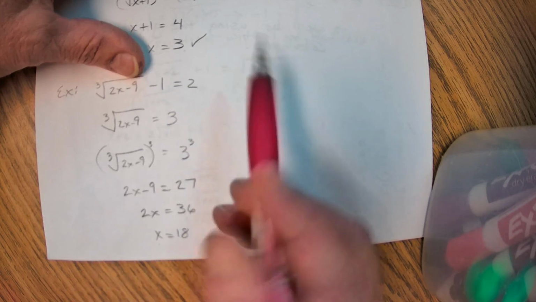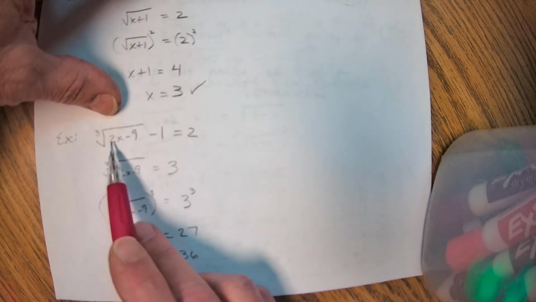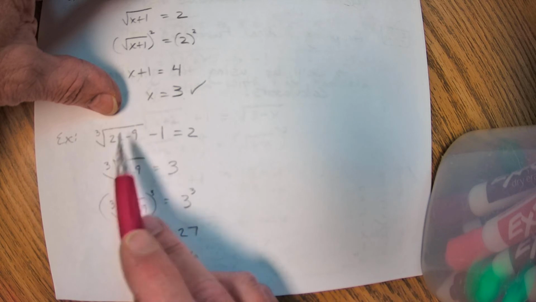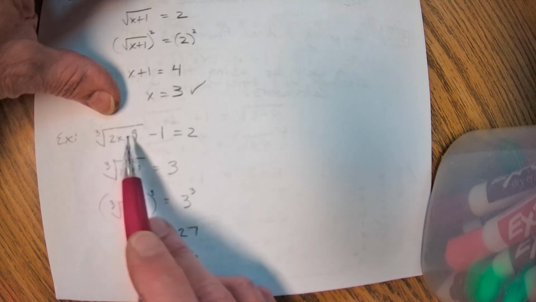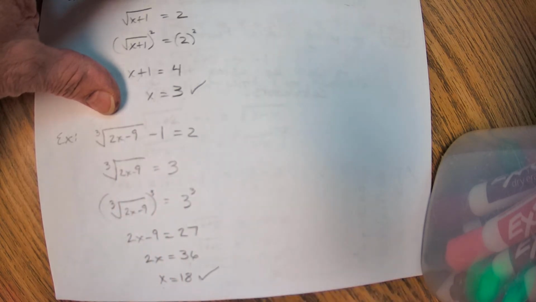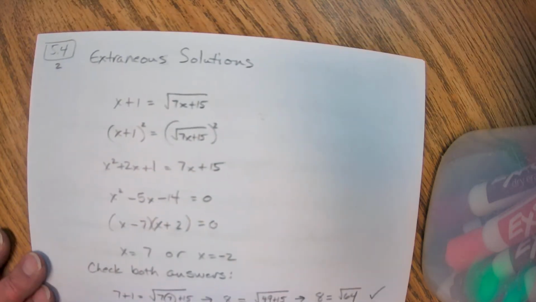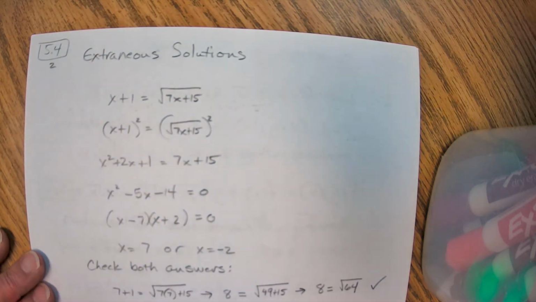Let's see if 18 works in the original problem. 2 times 18 is 36. 36 minus 9 is 27. The cube root of 27 is 3. 3 minus 1 is 2. So that answer checks. It's really important that you do check your answers, because sometimes you're going to get extraneous solutions. All right.